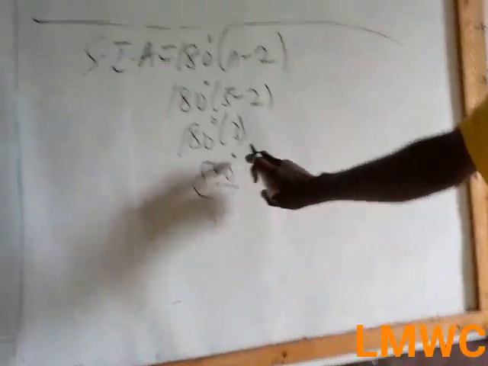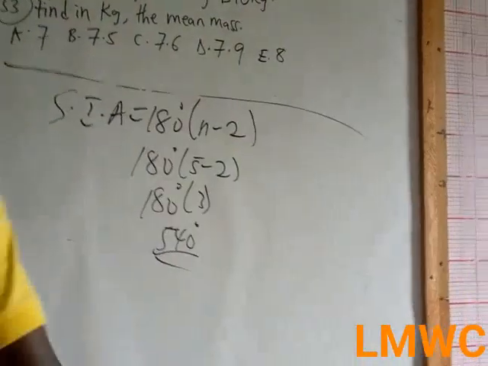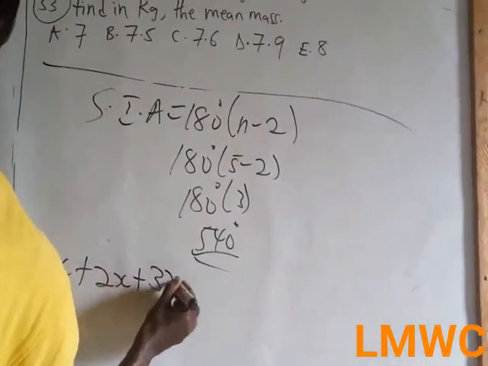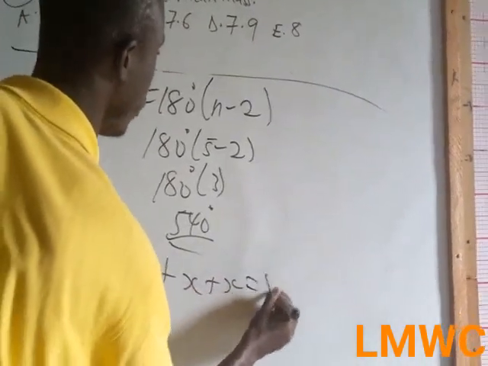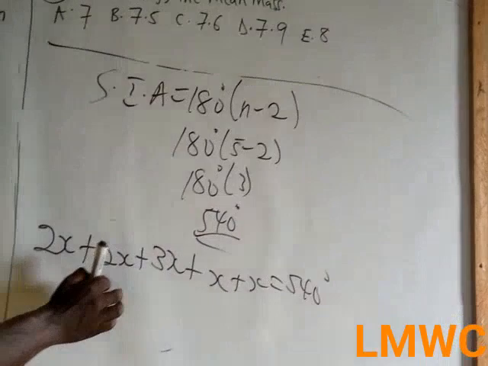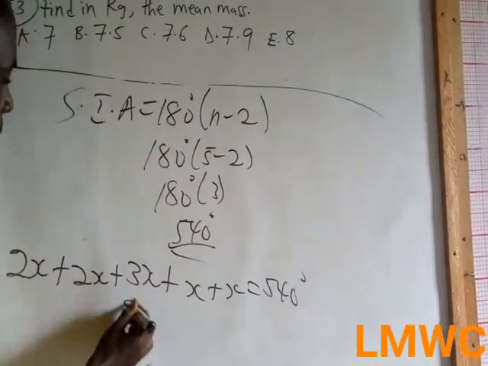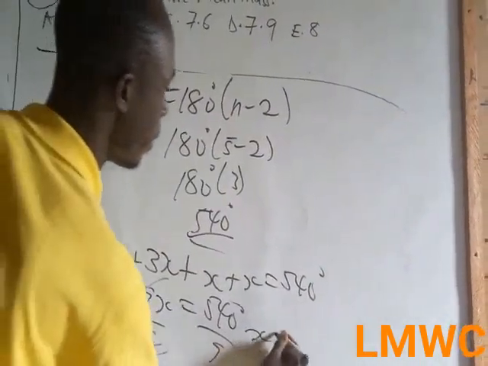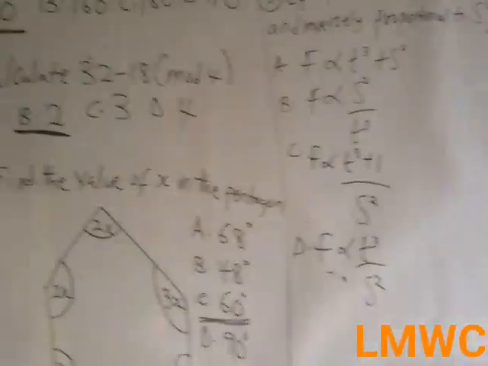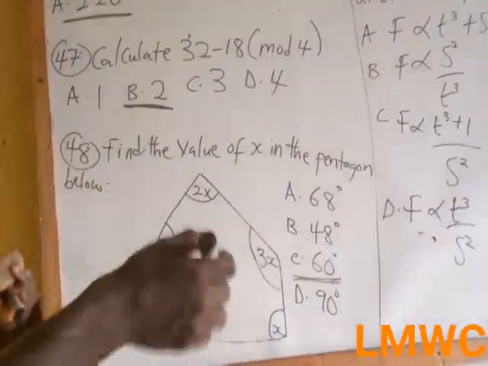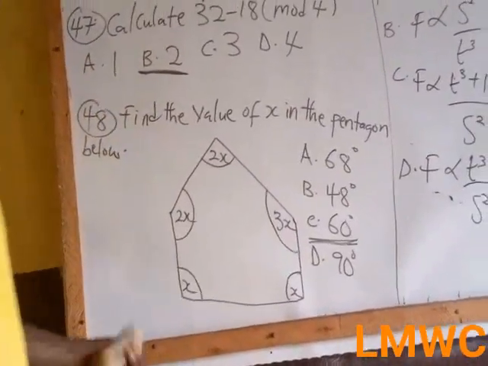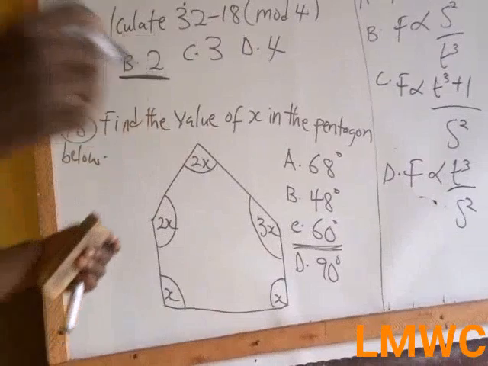Having gotten the sum of interior angles, you add the angles and equate it to 540. So we have 2x plus 2x plus 3x plus x plus x equal to 540 degrees. So this plus this is 4x, 7x, 8x, 9x equal to 540 degrees. So x is equal to 60 degrees. Our answer is 60. This question can also be written as: the interior angles of a polygon are 2x, 2x, 3x, x and x. In case you meet it in statement form, it's the same as this.